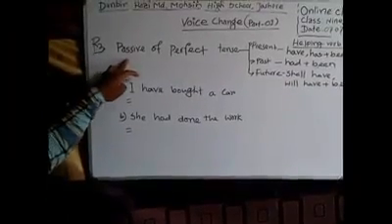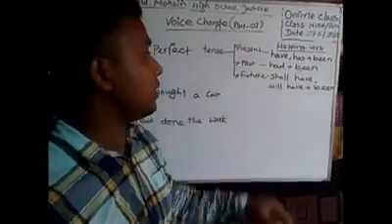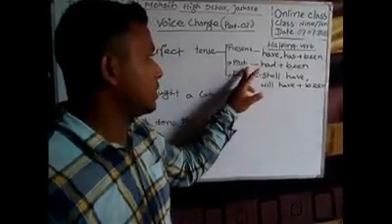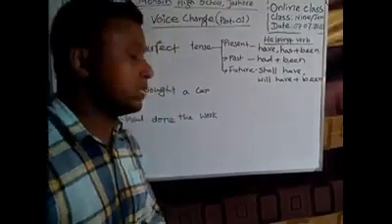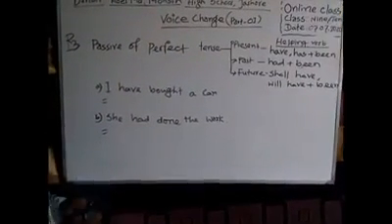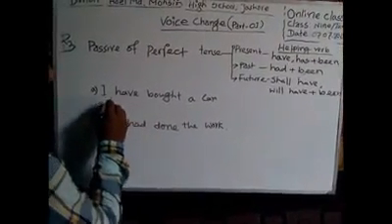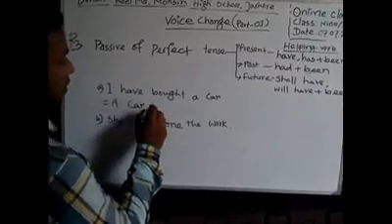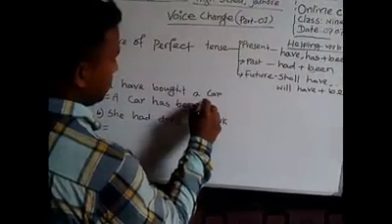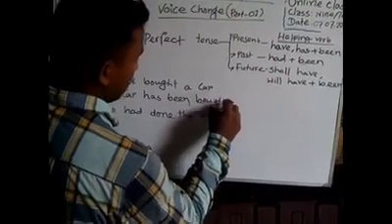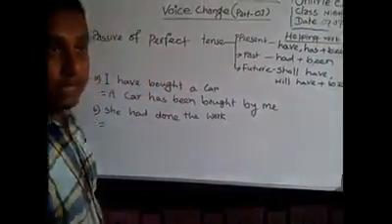So I am going to rule number 3. Rule number 3 is passive of perfect tense, present, past and future. Present perfect: have, has plus been. Past perfect tense: had plus been. Future perfect tense: shall have, will have plus been. So the example is here: I have bought a car. So the passive of the sentence is: a car has been bought by me.